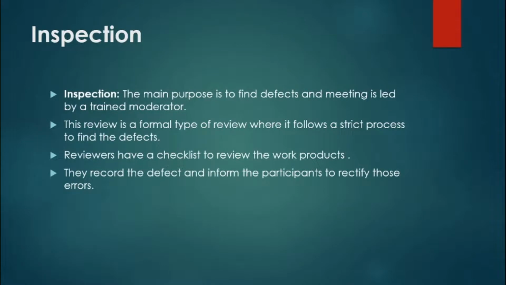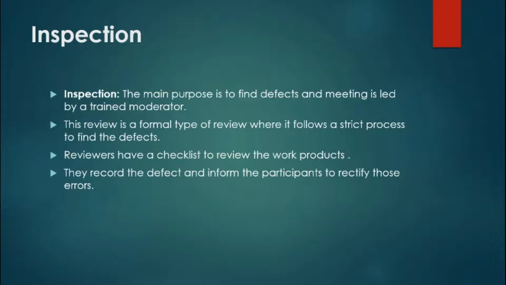Now, another is the inspection. The main purpose of the inspection is to find defects, and this meeting is led by a trained moderator. This review is a formal type of review and it follows a strict process to find the defects. It's not the case that if they find any issue, they will not make a note of it. They will ask them to make changes and then schedule another meeting. There is a strict process that is followed during this meeting.